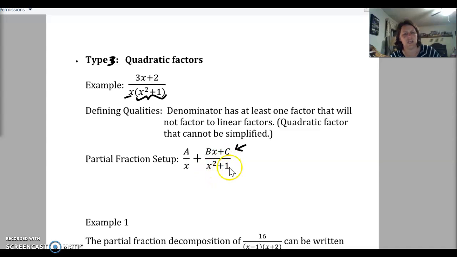So pretty much thinking of it as we need to be 1 degree less. The numerator needs to be 1 degree less than that denominator if it's not factorable. Okay, let's move on to some examples.